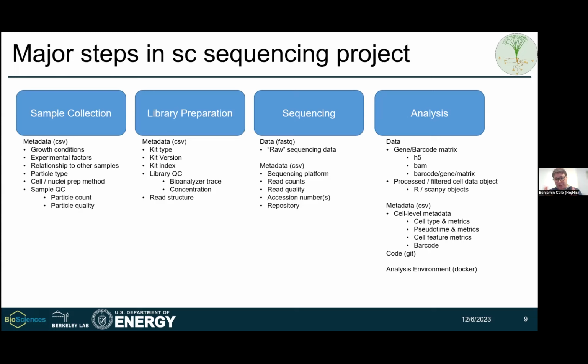I think at minimum, this barcode matrix should be documented somewhere. And then analysis metadata. This is like cell type, pseudotime, and other metrics that say maybe whether a cell is high quality or low quality. Those types of things should also be provided, ideally as a CSV file. And then also all the code that was used to generate all of the analyses, and the analysis environment itself, can also be very important.